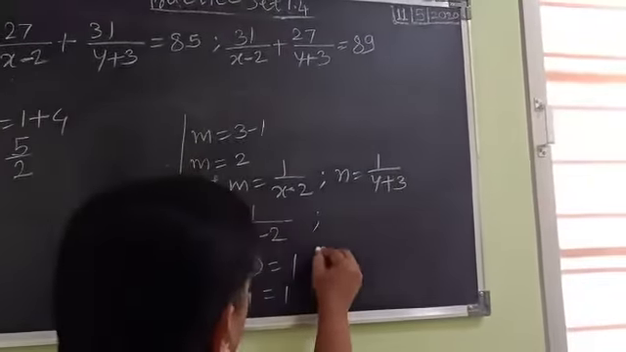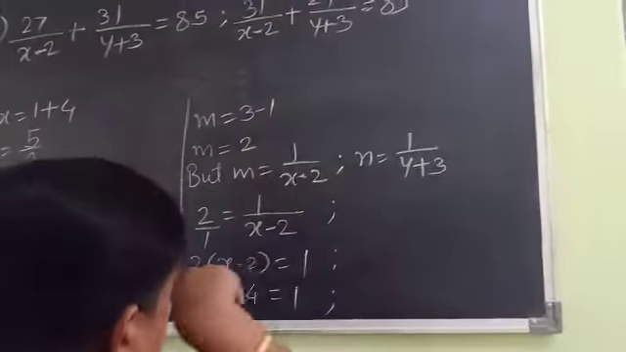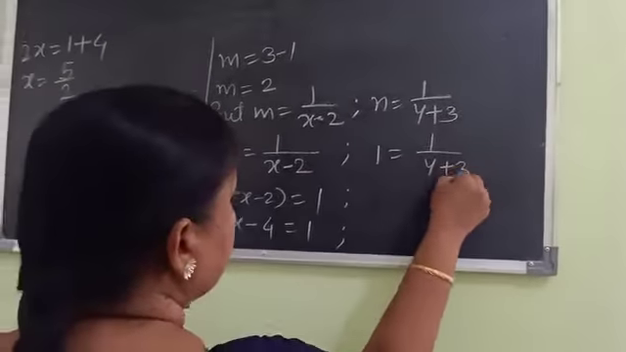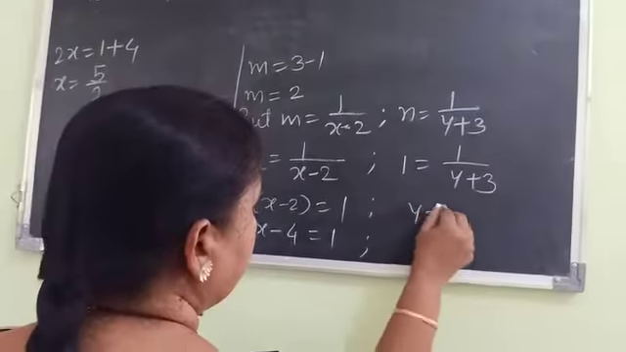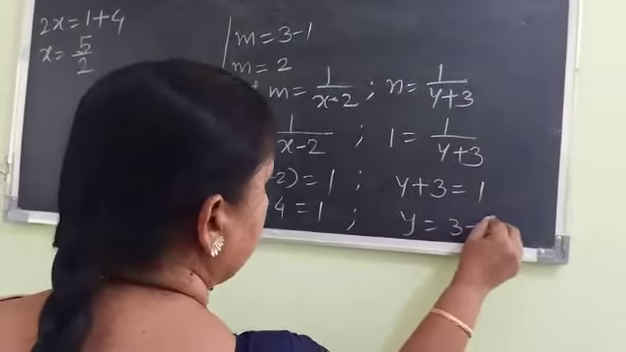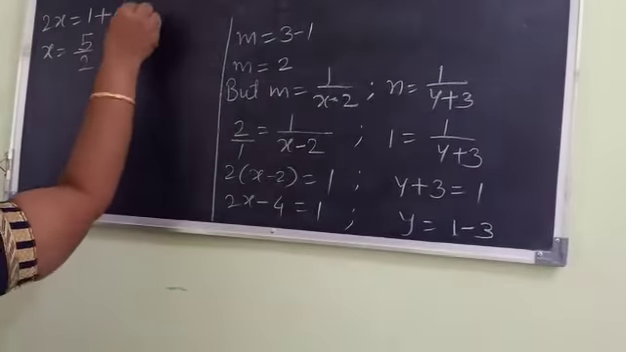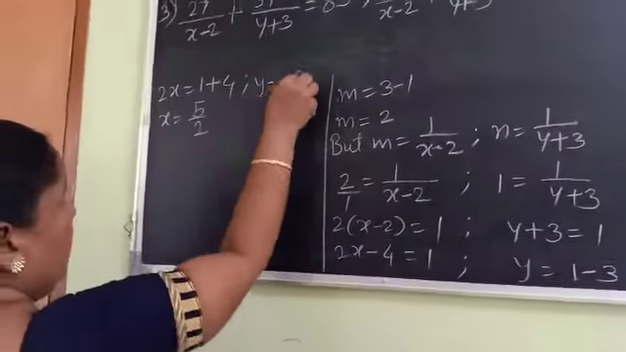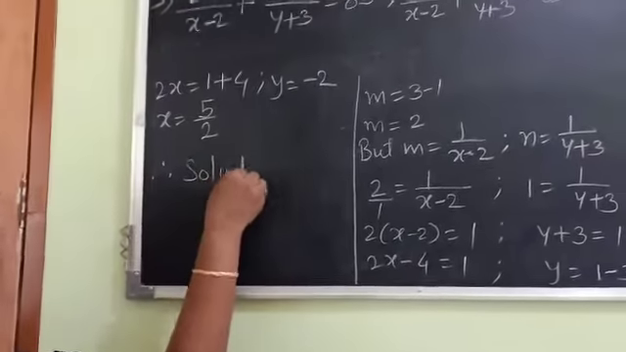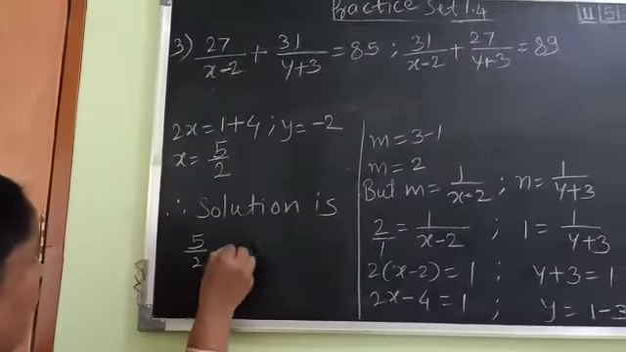And n is equal to 1, so 1 is equal to 1 upon y plus 3. So cross multiplying we get y plus 3 is equal to 1. y is equal to 1 minus 3. So y is equal to minus 2. Therefore the solution is 5 upon 2 comma minus 2.